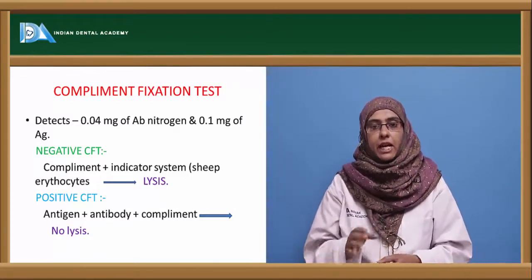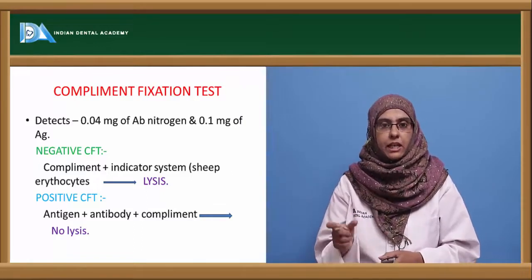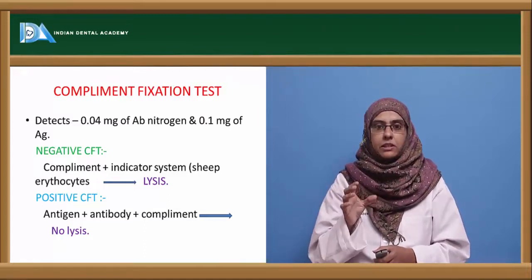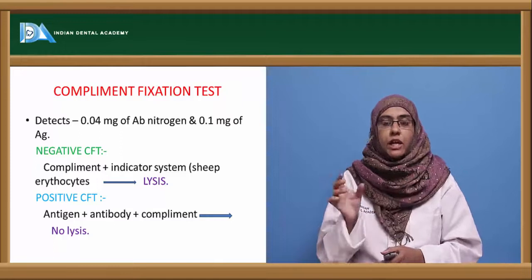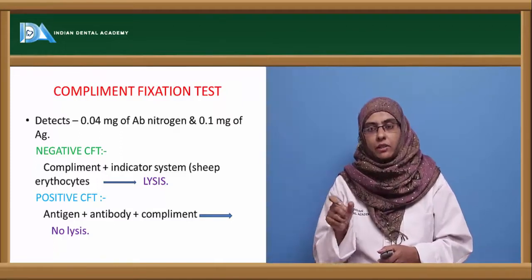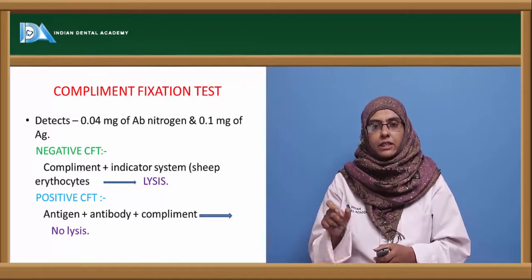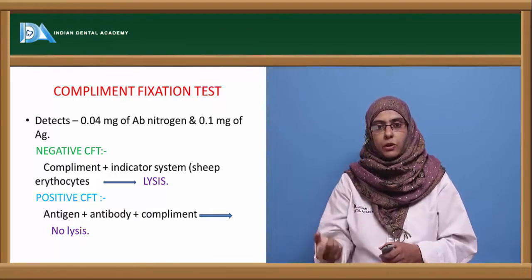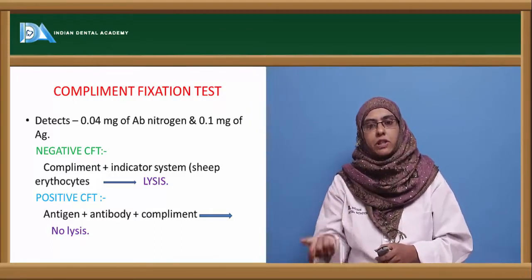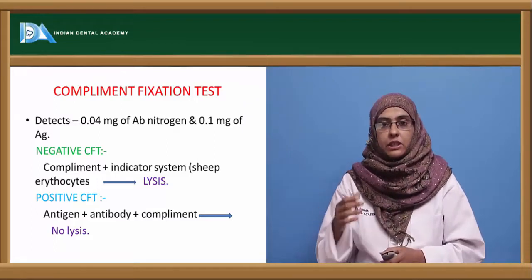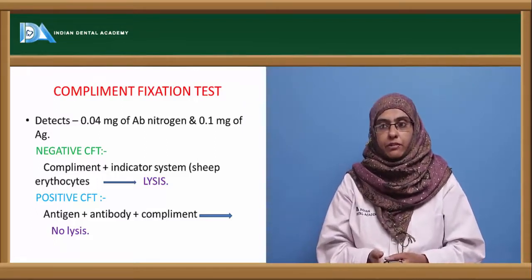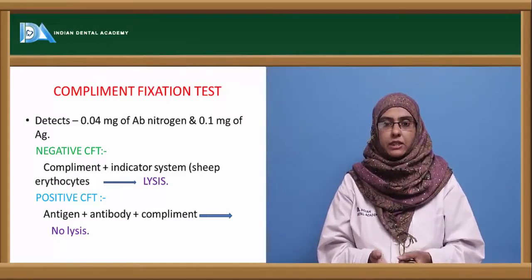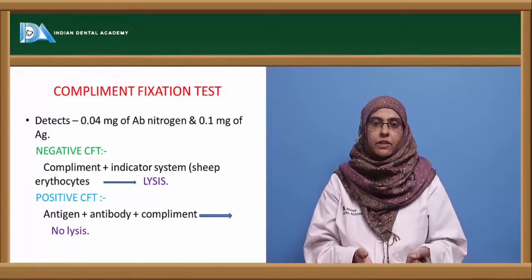When the antigen antibody interaction takes place, it is said that the complement has been used up or fixed. When the complement has been fixed, that means there is no lysis of the antigen. In this in vitro technique, we identify whether there is any involvement of the complement or not. The presence or absence of complement helps us know the positive or negative result, whether the antibody specific towards that particular antigen is there or not. This complement fixation test helps us detect 0.04 mg of the antibody nitrogen and 0.1 mg of the antigen that is causing the infection in our body.